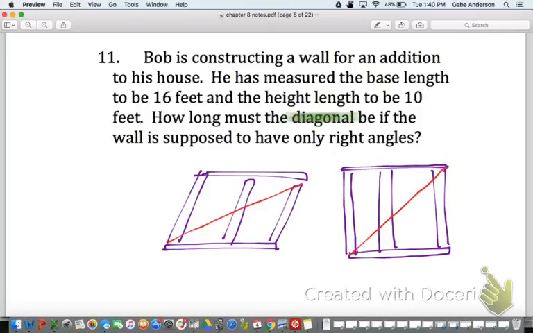And so what we can do then is use the Pythagorean theorem to truly understand if that diagonal is the right length. If it is, that means we have a right triangle, and it means that our wall is square.